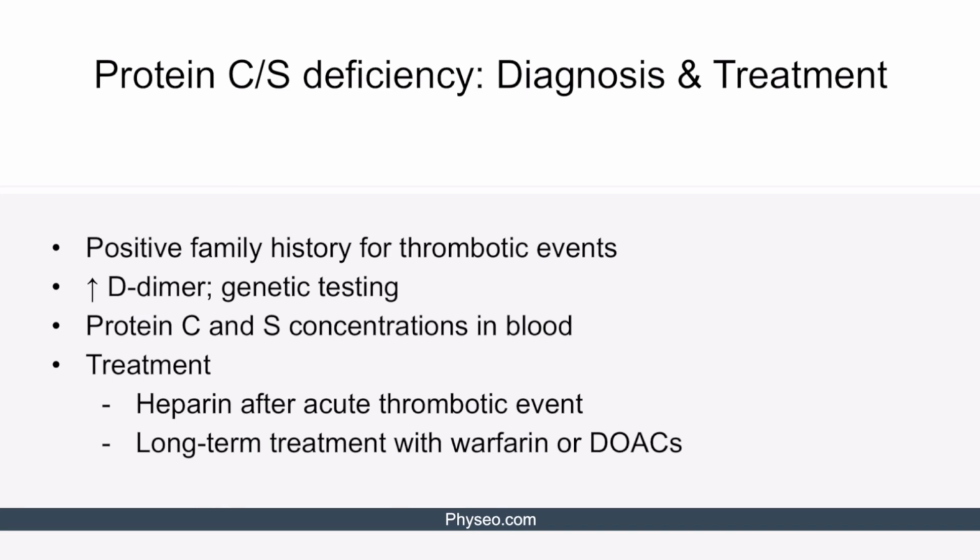Diagnosis of protein C and S deficiency is based on positive family history for thrombotic events. Additionally, increased D-dimer and genetic testing are often performed. Finally, measurement of protein C and S concentrations in the blood can confirm the diagnosis of protein C and S deficiency. Treatment includes heparin after acute thrombotic event. Long-term treatment involves either warfarin or direct anticoagulant. Choice of long-term therapy depends on multiple factors which are beyond the scope of USMLE Step 2 CK exam.